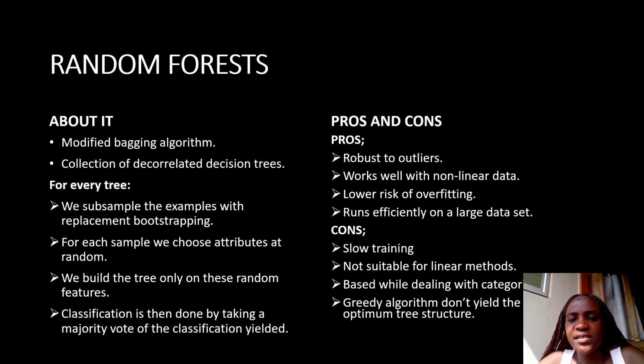Then the pros and cons. The pros are robust to outliers, works well with nonlinear data, that's lower risk of overfitting, and runs efficiently on a large set of data. Then the cons are slow training, not suitable for linear methods, best while dealing with categorical data, and greedy algorithm doesn't yield the optimum tree structure. So the pros are the same number as the cons.